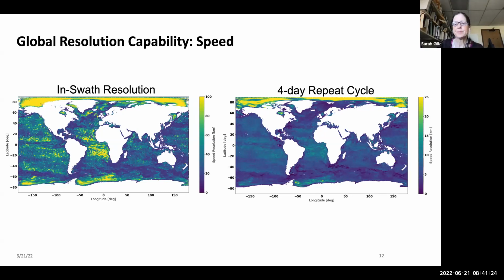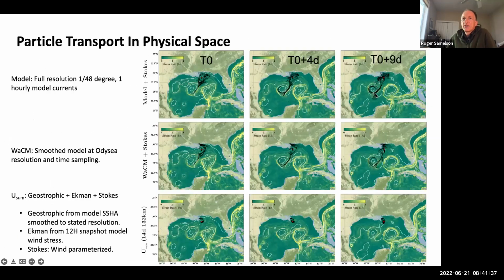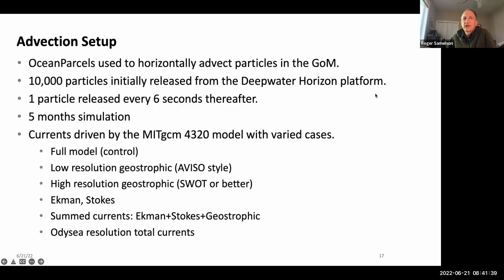Roger? Oh, hey, Alex. Nice talk. I was wondering about a couple of details about the particle transport simulations. Namely, what exactly do you mean by Ekman currents and by Stokes currents? How exactly do you compute those?